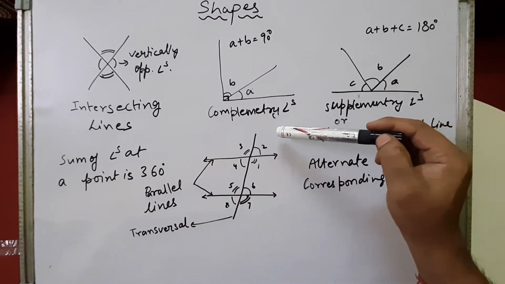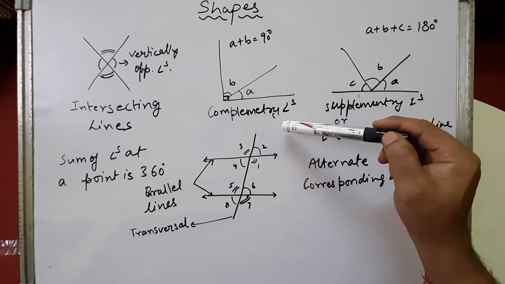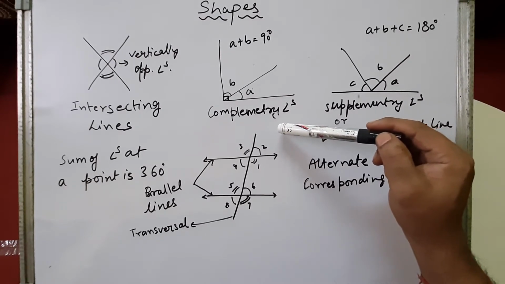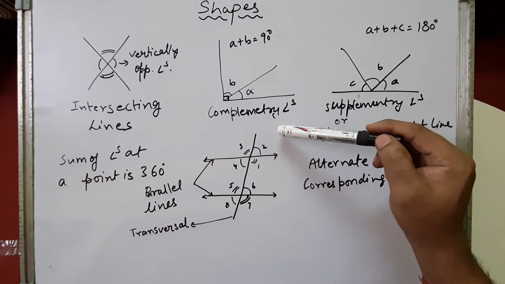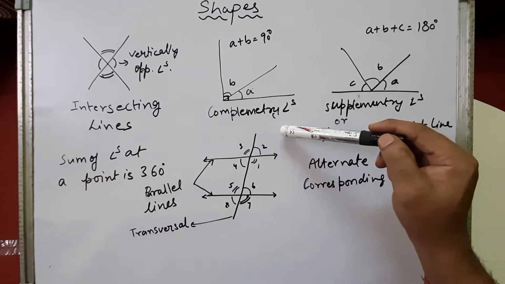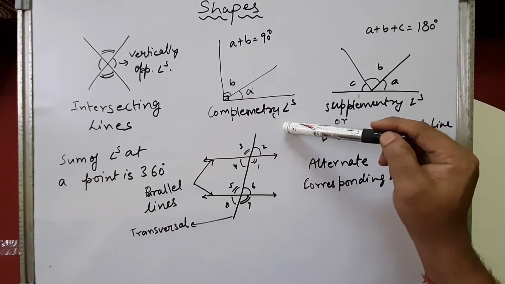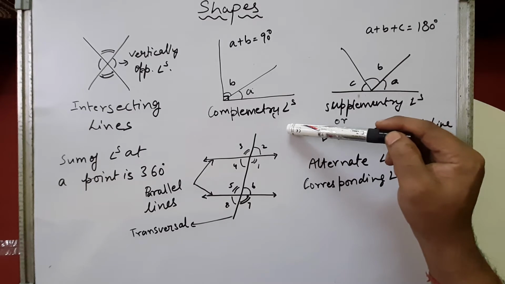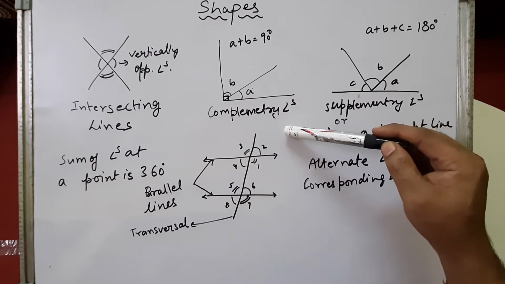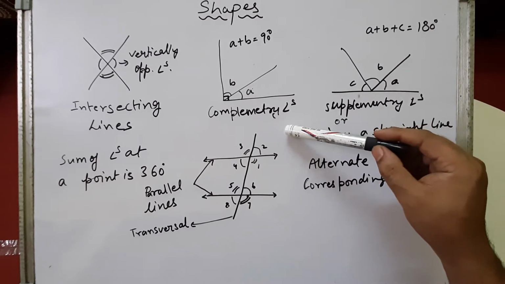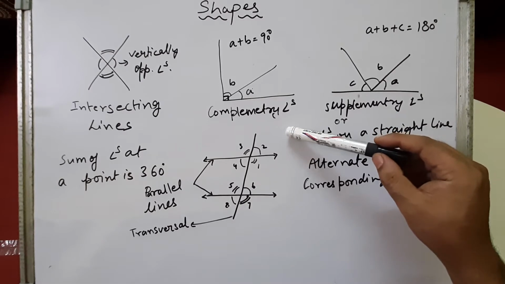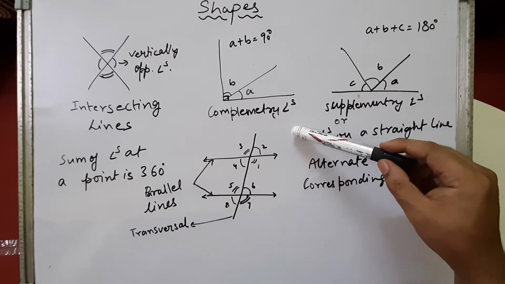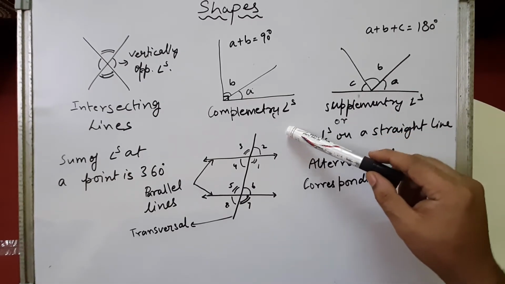Suppose I ask, what is the complement of 30 degrees? That means 30 degrees plus some angle will be 90 degrees, because we are finding the complement. So 30 degrees plus x equals 90 degrees, so the value of x will be 60 degrees, right? So the complement of 30 degrees will be 60 degrees. If we add 30 and 60, we get 90. So whatever value of angle is added to the given angle, that will be the complement of that angle, so that sum will be 90 degrees.